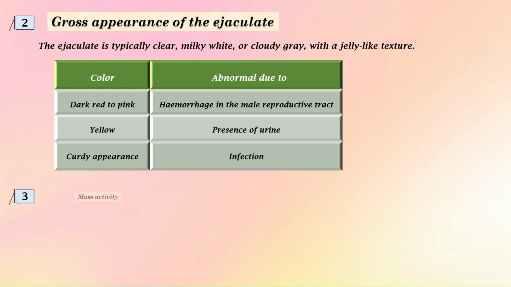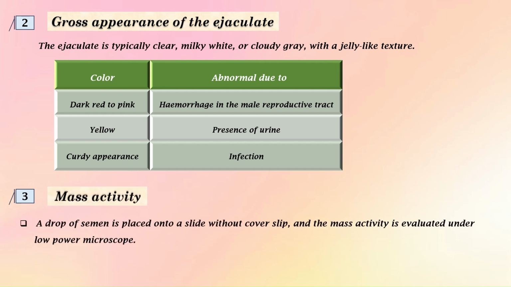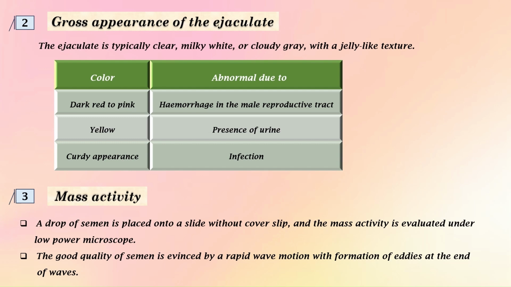The third factor is mass activity. A drop of semen is placed onto a slide without cover slip, and the mass activity is evaluated under a low-power microscope. The good quality of semen is evinced by a rapid wave motion with formation of eddies at the end of waves.